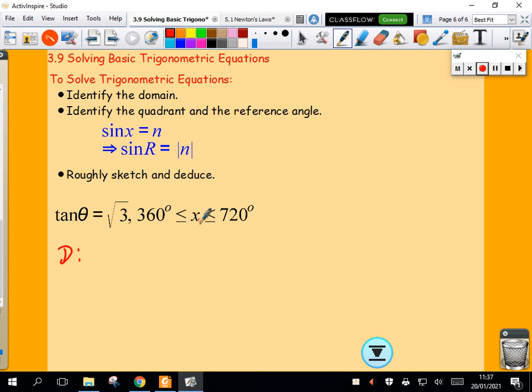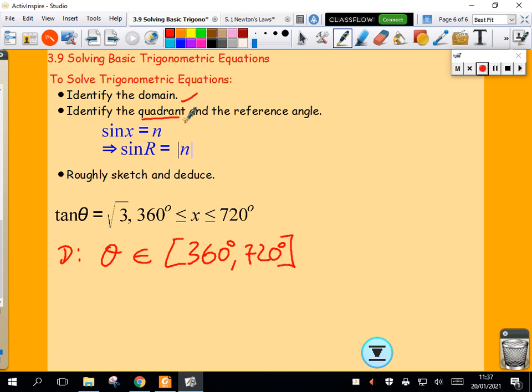Notice theta has to be between 360 and 720. So theta belongs to the interval starting at 360 and finishing at 720. Why square brackets? Because 360 is included, because it's a less than or equal to. That's step 1, identify the domain.